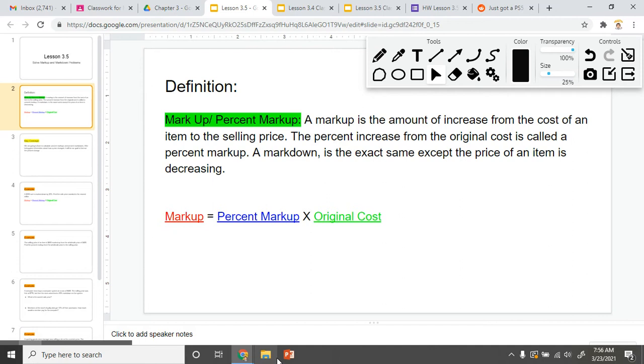A markdown is the exact opposite of a markup. It's the same thing, except this time the price is going in the backwards direction, or it is going down. And then obviously a percent markdown would be the exact same thing, just mirrored. So we have a formula for finding this. We say that the markup is equal to the percent markup times the original cost.